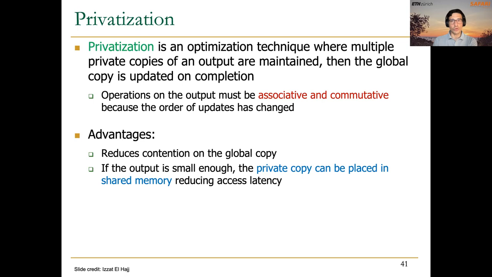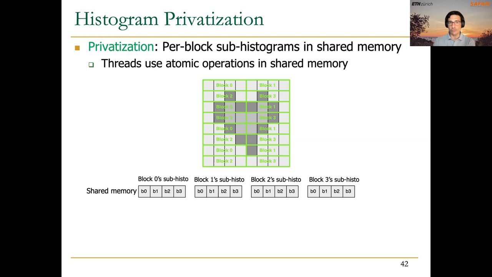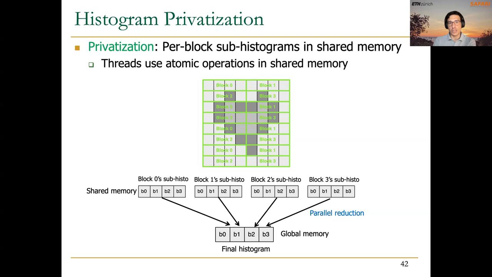So that's essentially what we are going to do. We divide the image for which we want to create a histogram into multiple chunks. We assign each of these chunks to different thread blocks, and then each of these thread blocks is going to have its own subhistogram, hopefully in shared memory, because shared memory is not too large, but probably is enough to keep a 256-bin histogram or even larger. So we create these local subhistograms, and at the end of the kernel, we perform a parallel reduction in order to obtain the final histogram in global memory.